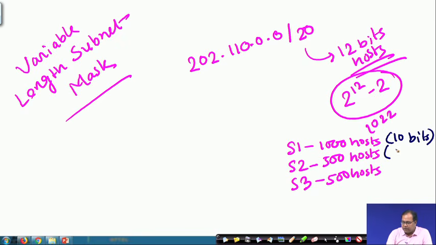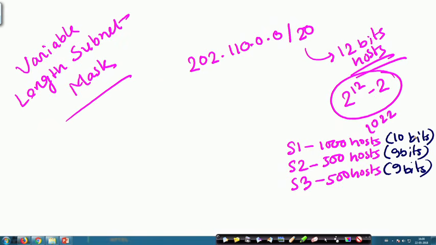For subnet 2 you require 9 bits, for subnet 3 you again require 9 bits. Now, here you see that only 2 bits are available if you are using 10 bits for the subnetting. So, if you want to use a fixed length subnet mask for all the subnets, then you can at least keep provision for 1000 hosts for all the subnets, that is the maximum number of hosts in any of these 3 subnets S1, S2 and S3.